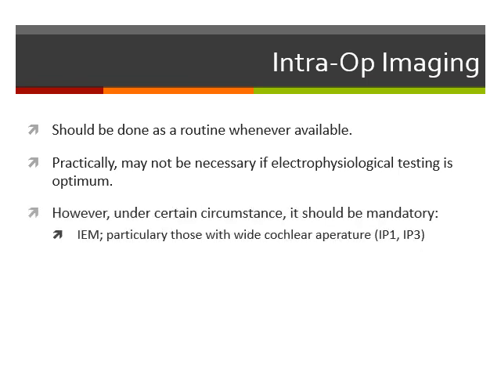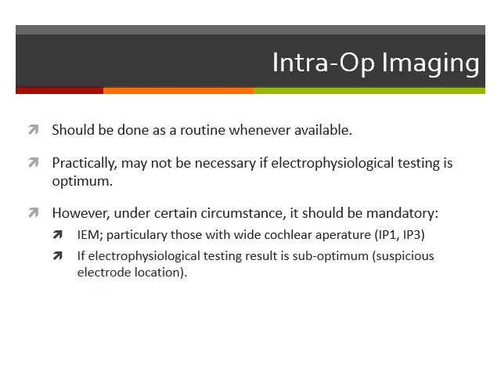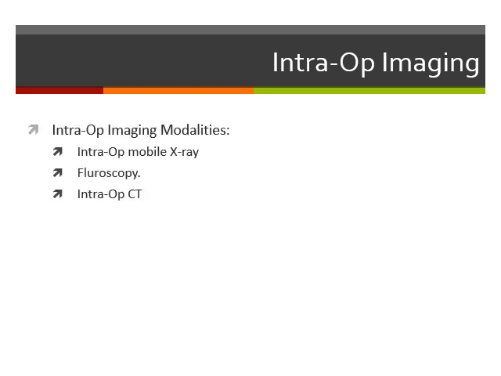However, under certain circumstances, it's absolutely indicated, especially in inner ear malformation, characteristically in cases with wide cochlear aperture, to make sure that there is no misplacement of the electrode inside the IAC. Also, if the electrophysiological testing results are suboptimal, then I have to make sure that the electrode is in proper position. Intraoperative imaging modalities include mobile X-ray, fluoroscopy, and intraoperative CT. Now let's talk about fluoroscopy and CT because they are now much more common than mobile X-ray.